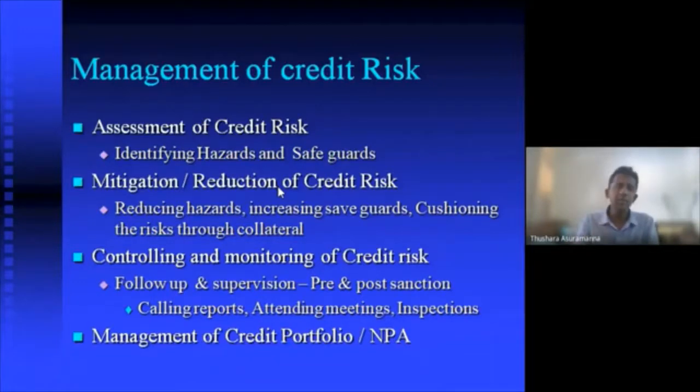So assessment and identification, that's number 1. Then measuring and mitigation, reduction, controlling and monitoring. These are the ways and means of managing the credit risk. Then the last one, managing the credit portfolio and NPA portfolio and impairment as well. So many things you do by the credit department, by business itself, branches, finance department. So all together, everybody together, we do what?